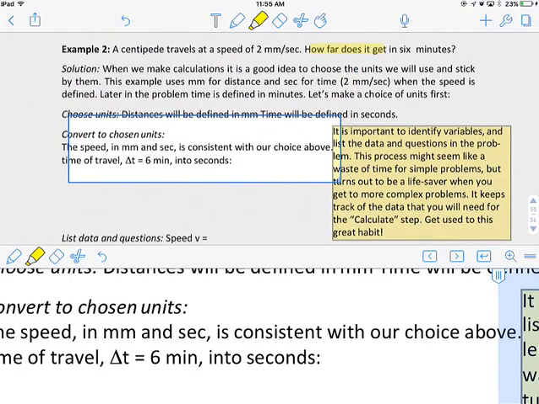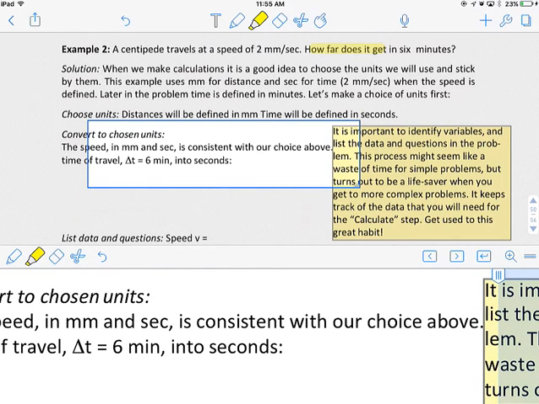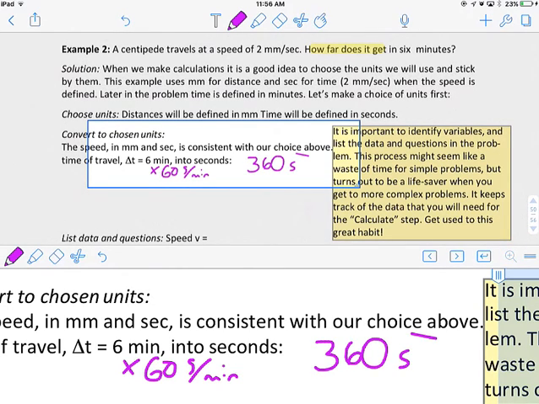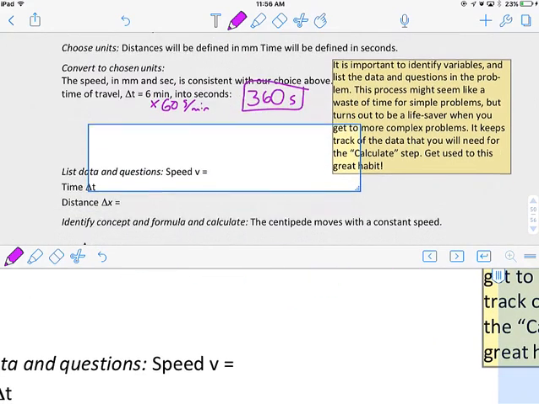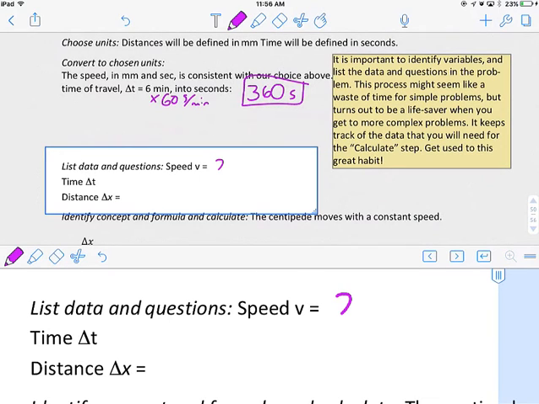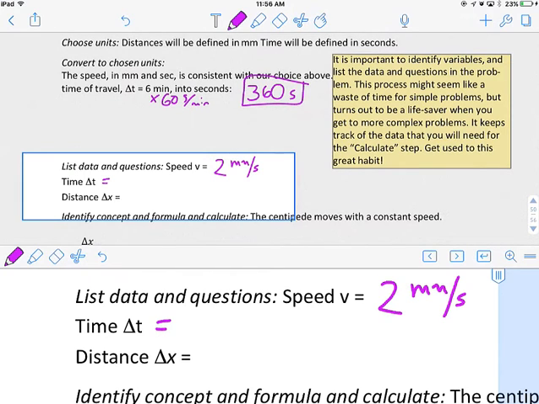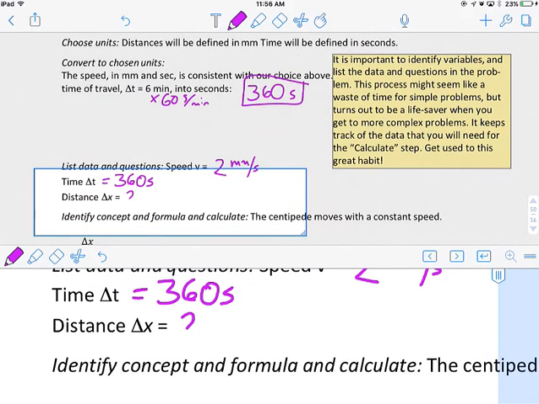I've got to be honest, I think I'd rather use seconds. There's 60 seconds in 1 minute, so I'm going to be multiplying 6 times 60, which gets me 360 seconds. So this is the time that I'm going to use, not that 6 minutes. Okay, so let's list this out. It says that my speed was 2 millimeters per second. And the time that we're going to be looking at is 360 seconds, and our distance is what we're looking for.